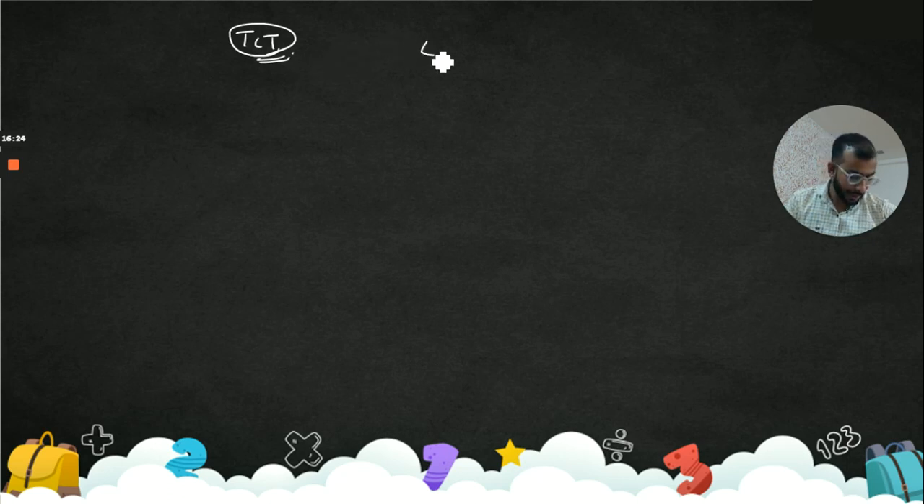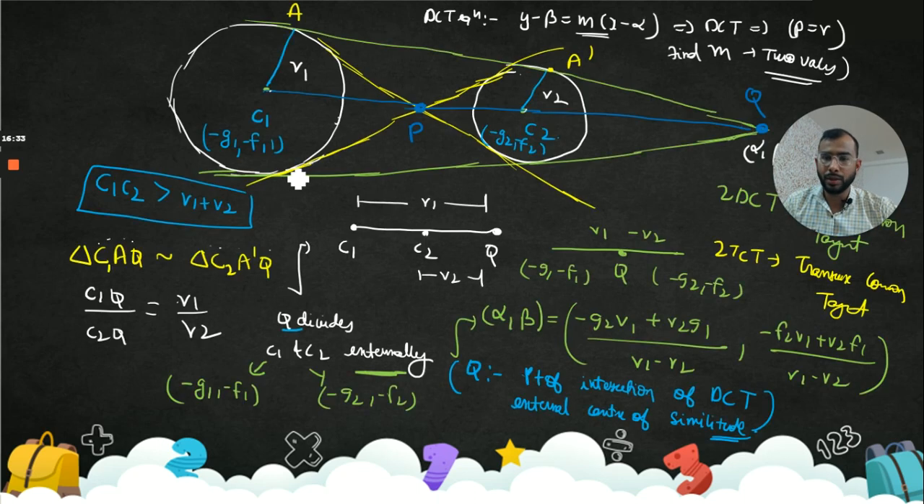So I am writing triangle C1BP is similar to triangle C2B dash P. Now what is this, B and P come in this. This is B, this is obviously B dash. So I'm saying this triangle is similar to this triangle. How? This is the opposite angle, this angle is 90 degrees. So by double A criteria, both the triangles are similar. So what I can say, now listen carefully, C1P upon C2P.